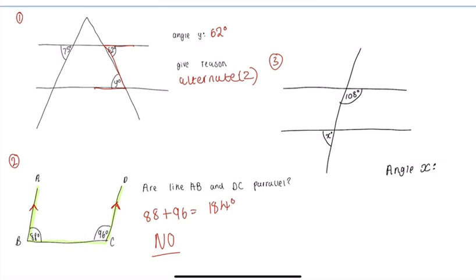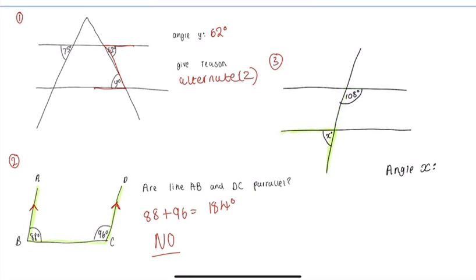So therefore, these lines are not parallel, because if they were, the angles would be co-interior and add up to 180. Last of all, we're looking to find angle x. Now, it's a bit like that last one. If we highlight the lines that make angle x, we can see there's not a shape that we can make that would include this angle here.